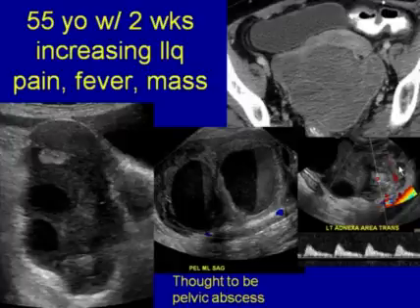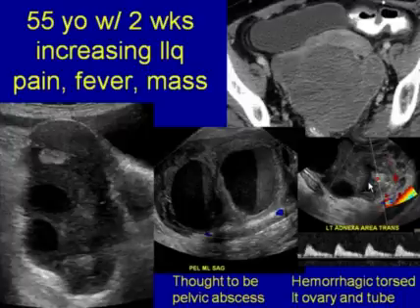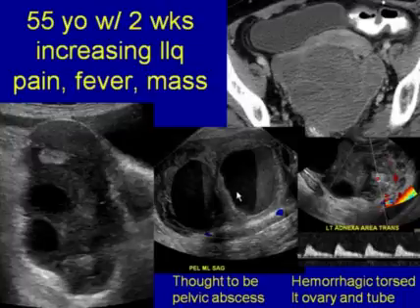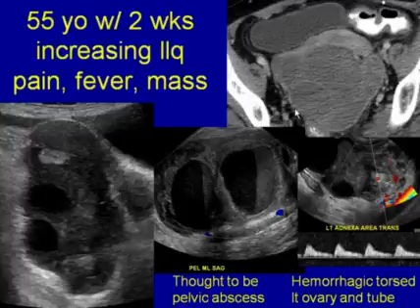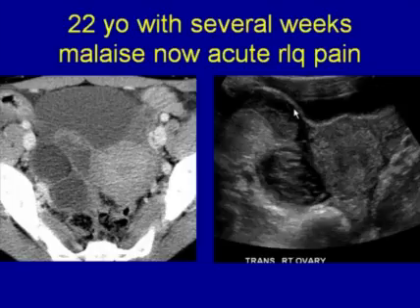So we were left still confused after the ultrasound, and at this point you need to involve your clinicians and they have to make the decision. So they actually thought it was a pelvic abscess, and when they went to the OR, they did call in a gynecologic surgeon as well, and an oncologist, because they thought maybe it was a tumor. But when they got to the OR, this was a hemorrhagic torsed left ovary and tube, and it was necrotic and had been there for a while.